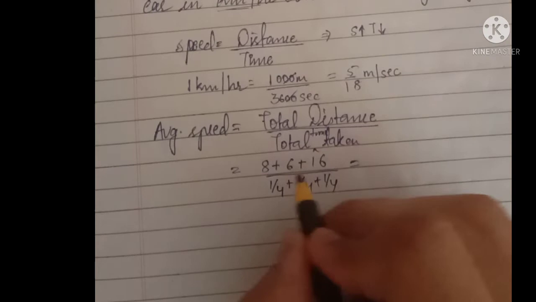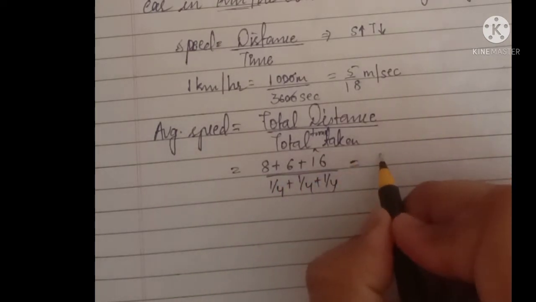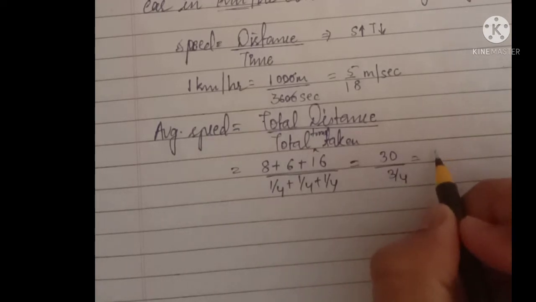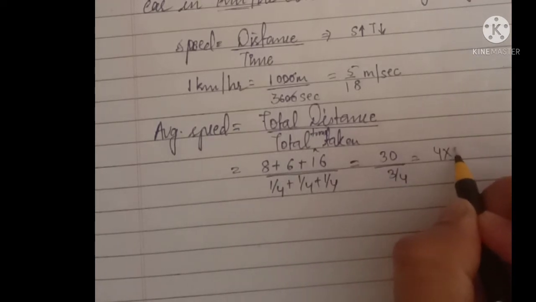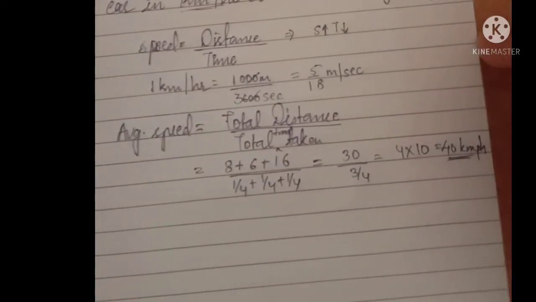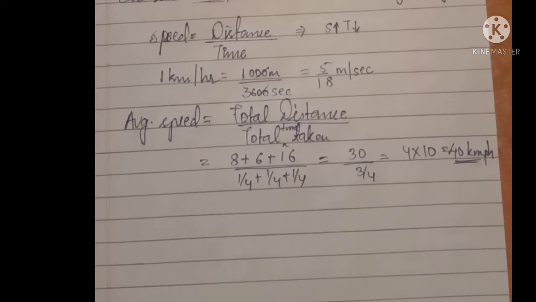Then just solve it. 14 plus 16 is 30, and 3 by 4. So the 4 will go up and then 10. So 40 km per hour. So what is the speed? 40 km per hour. Understood? 40 km per hour. I think this is clear to all, right?